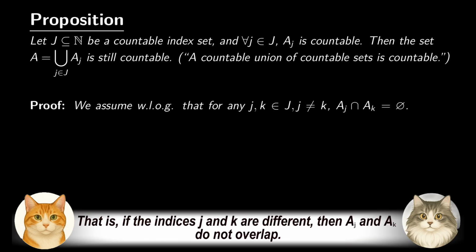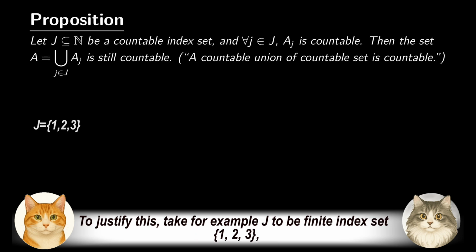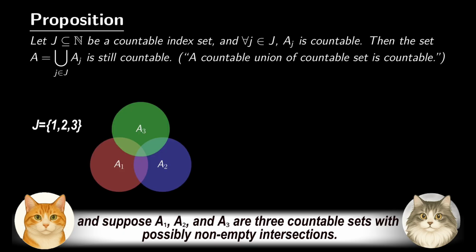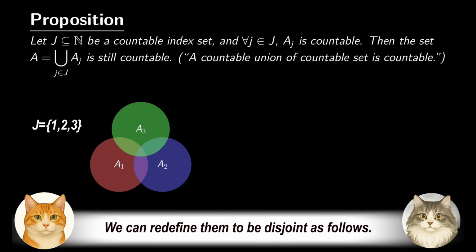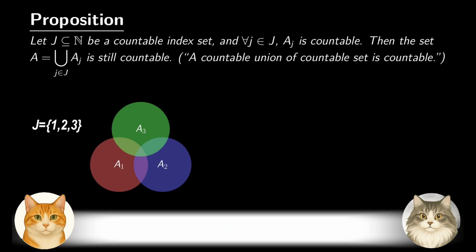First, we claim that without loss of generality, we can assume the sets of interest are pairwise disjoint. That is, if the indices j and k are different, then Aj and Ak do not overlap. To justify this, take for example J to be the finite index set {1, 2, 3}, and suppose A1, A2, and A3 are three countable sets with possibly non-empty intersections. We can redefine them to be disjoint as follows.